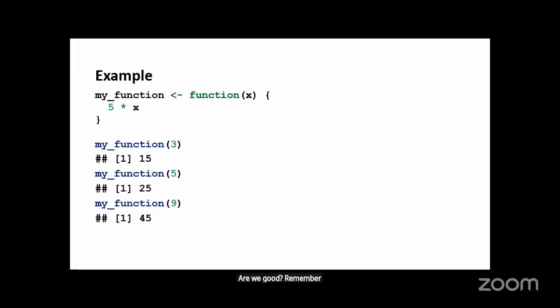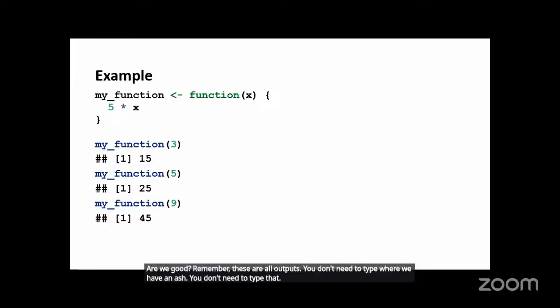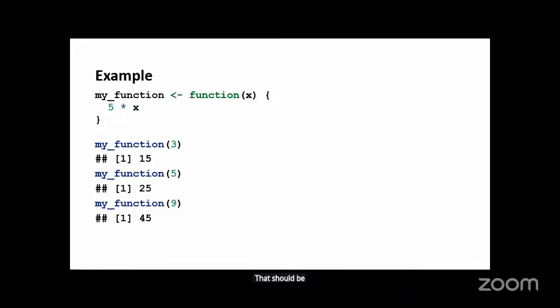Remember, these are all outputs. You don't need to type. Where we have a hash, you don't need to type that. That should be the output of the R code that you ran earlier. Are we good to go?